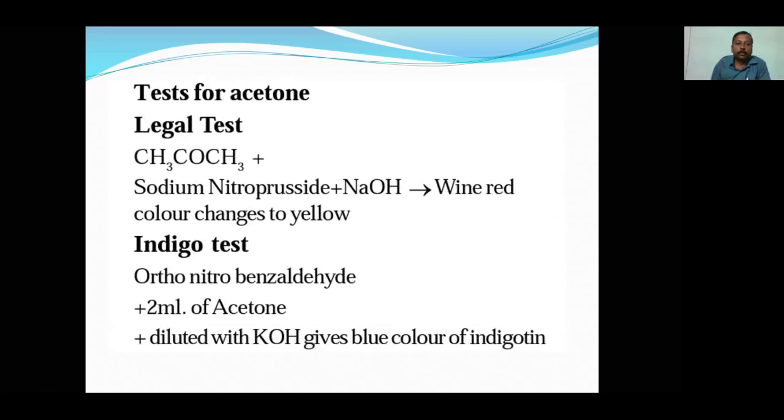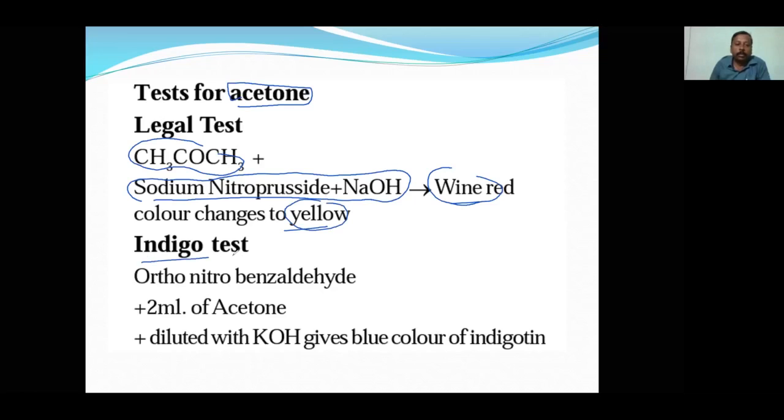So there are some tests for acetone. Acetone is the best solvent, but sometimes after some days we forget whether this is acetone or not. Then you add sodium nitroprusside in presence of NaOH. Then a wine red color appears. If the stored compound is acetone, that wine red color will be converted to which color? Yellow color.